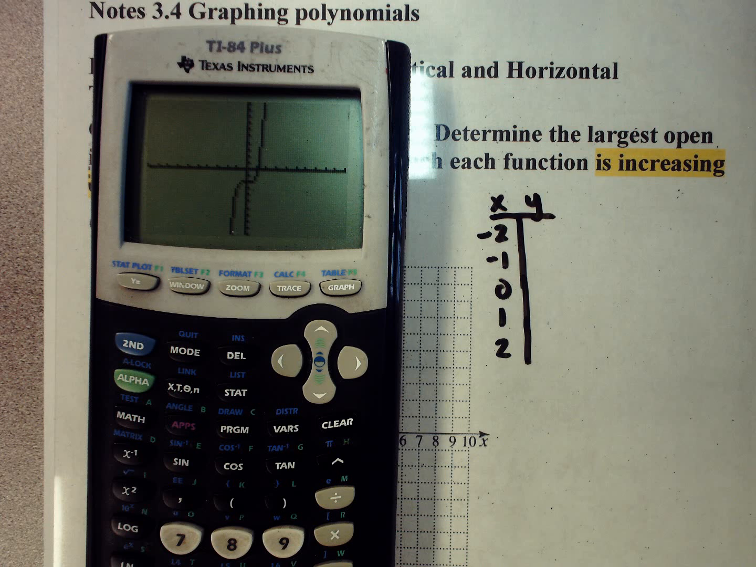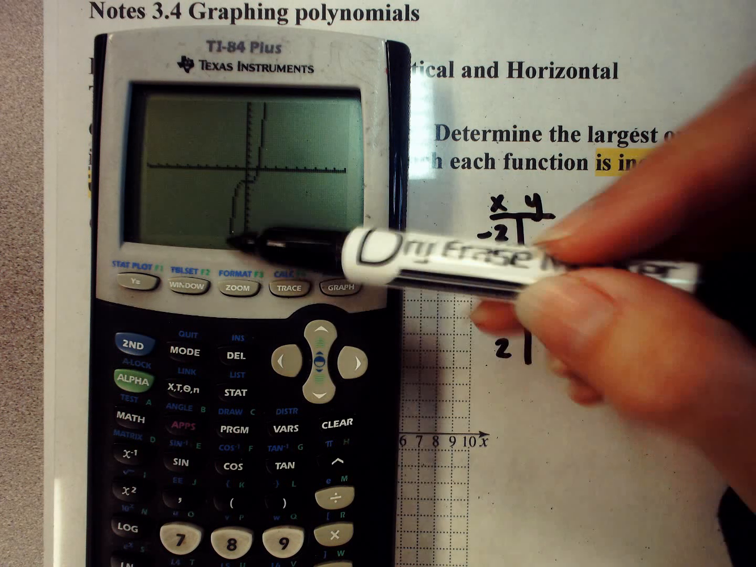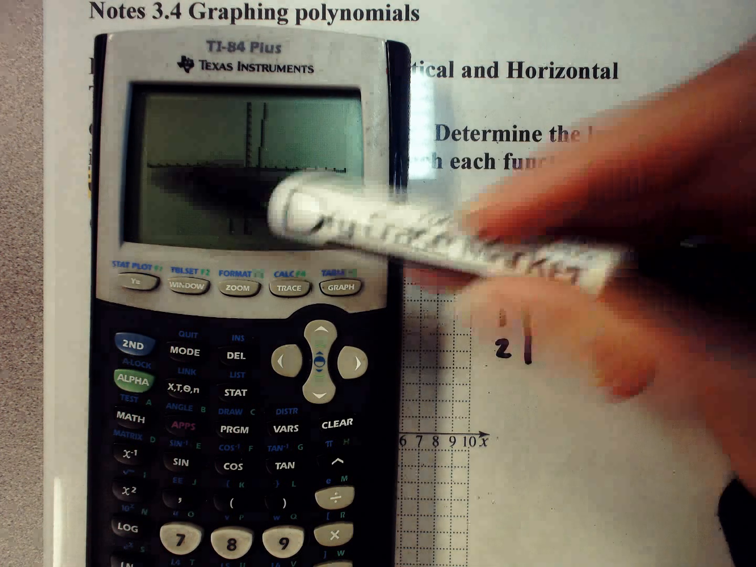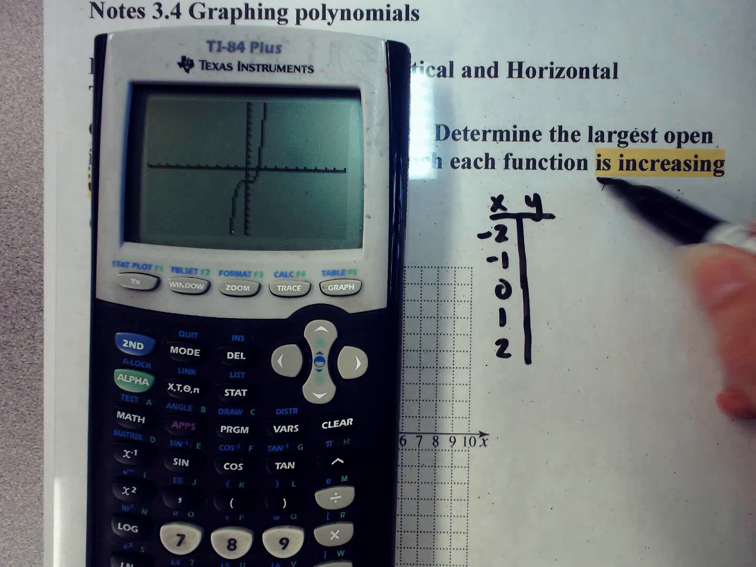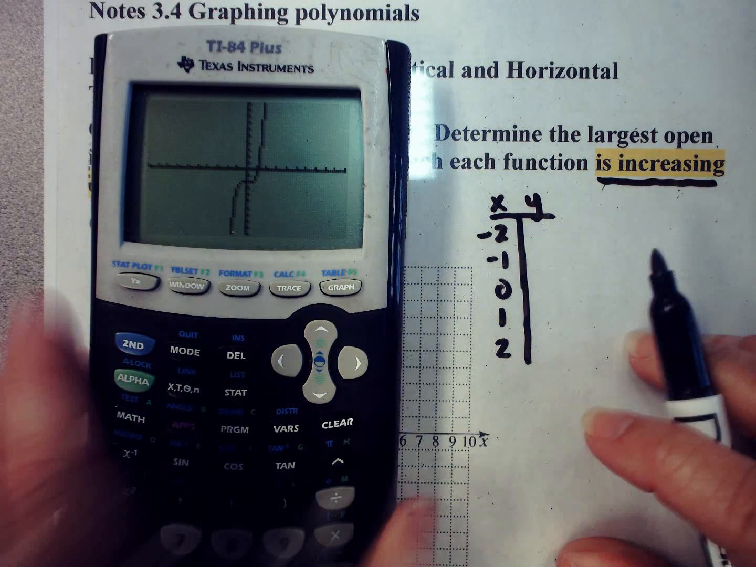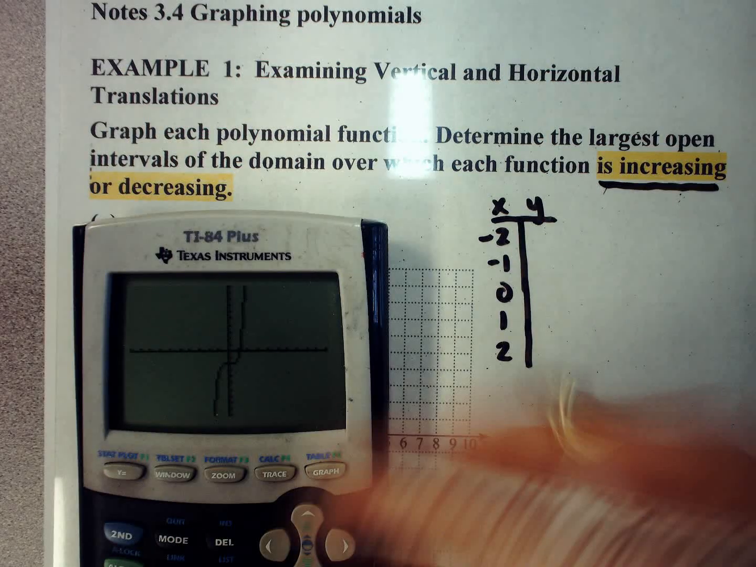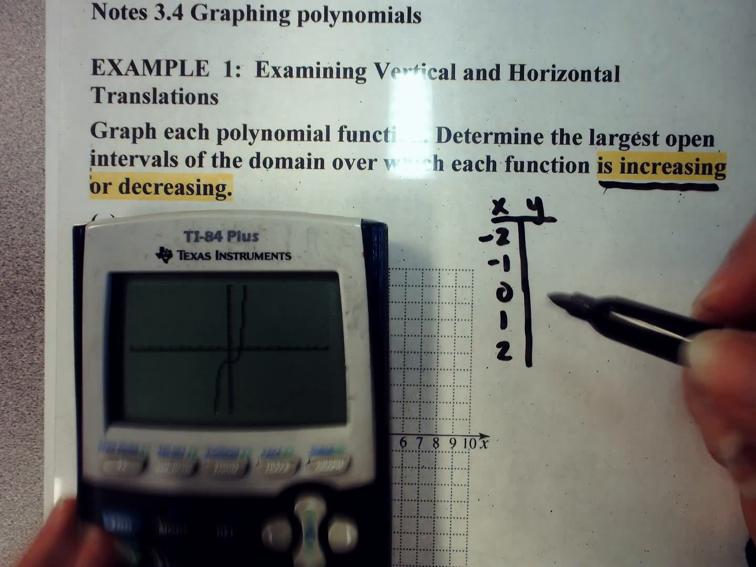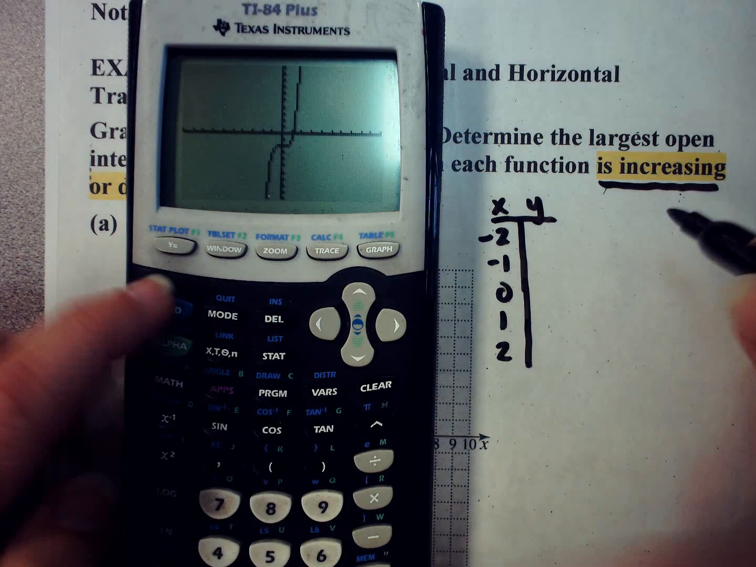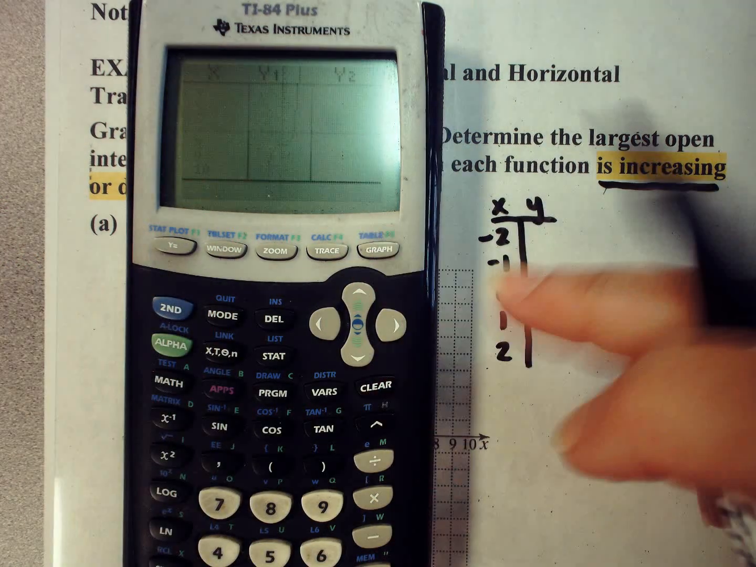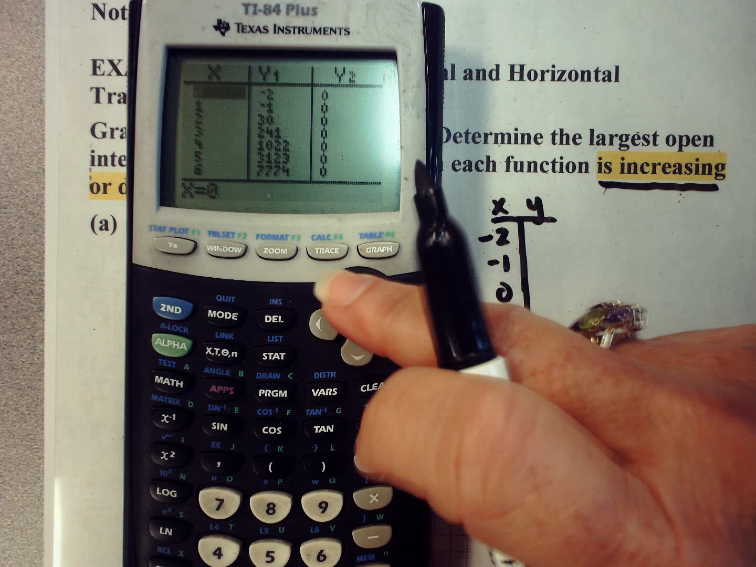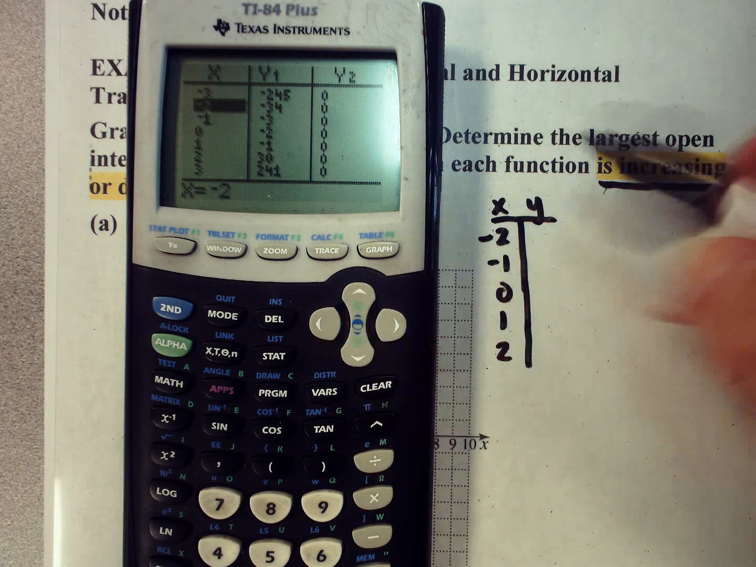So it's increasing. Notice it's increasing from negative infinity to positive infinity. So that would be the domain of which the function is increasing, because it's going up like that. But then I want you to go to your table. So second graph, and I want you to fill in the table these points right here.